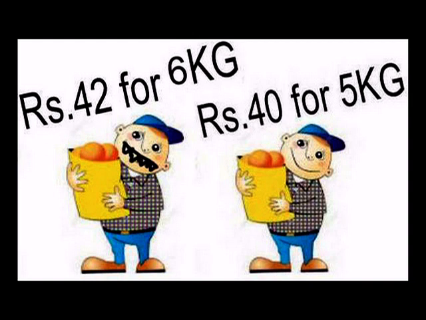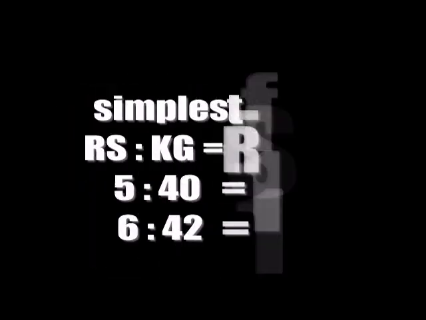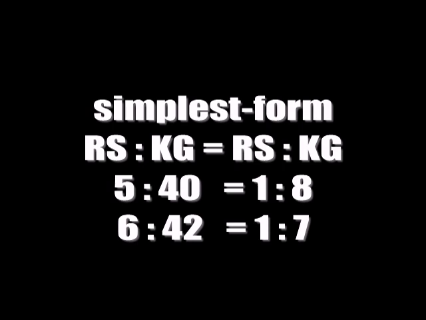So this question is coming, and the first one is 40:5. That means you have to convert into simplest form. You are getting 8:1. That means 1 kg is rupees 8. Second one, 6 kg for rupees 42. Again 42:6, you are getting 7:1. So the cost of 7 rupees is more suitable, so the customer will buy from the second shopkeeper's shop. So this is the application in our daily life.